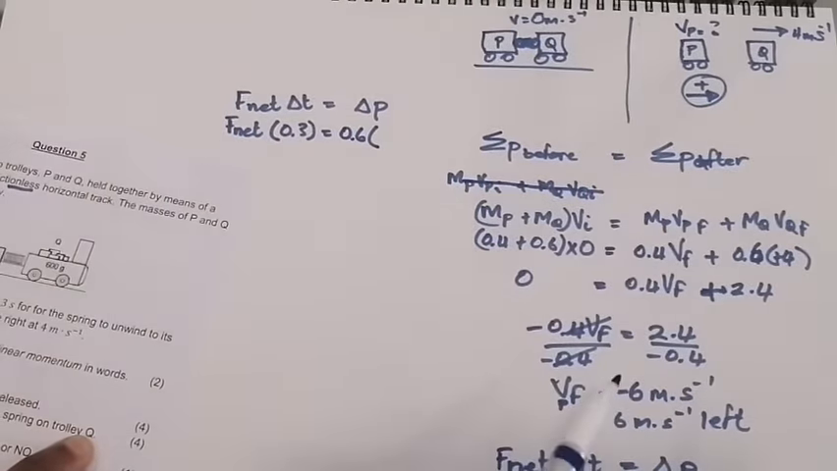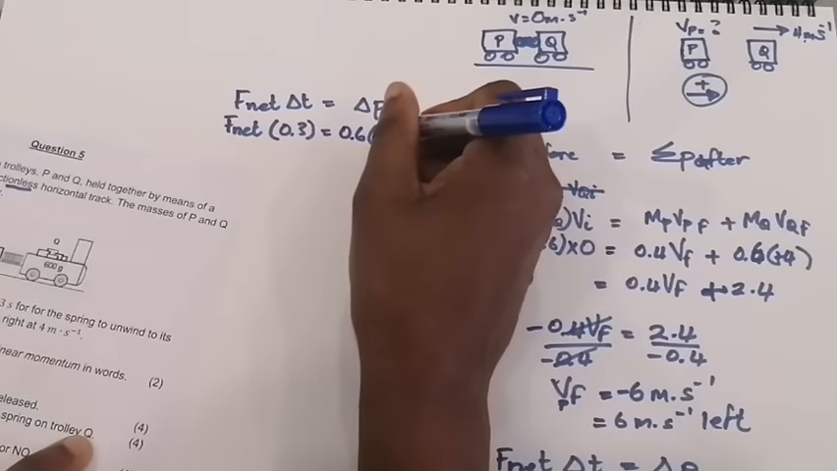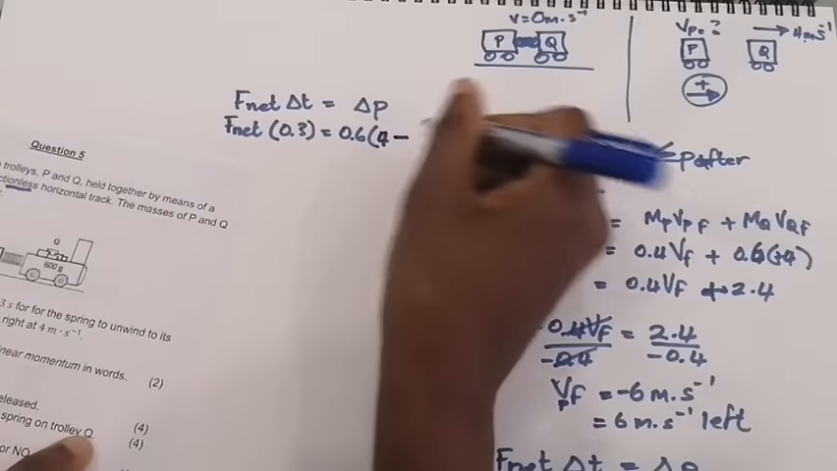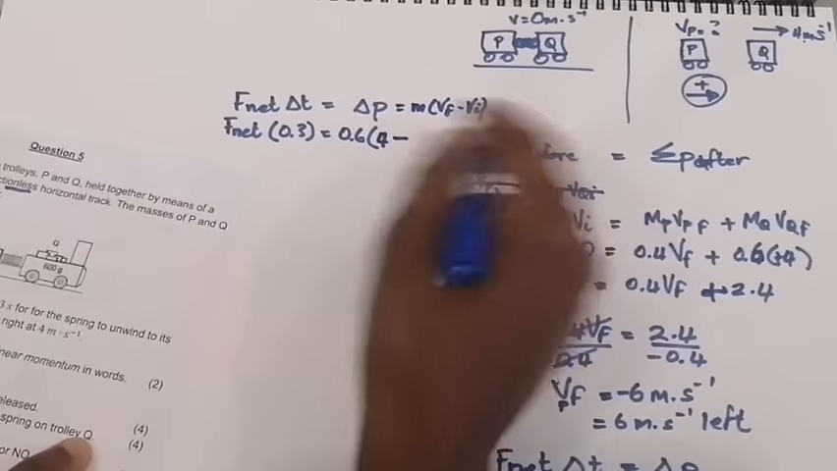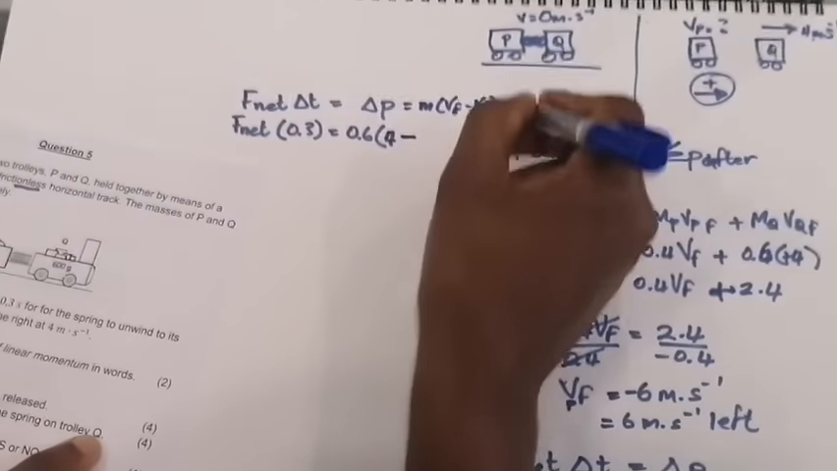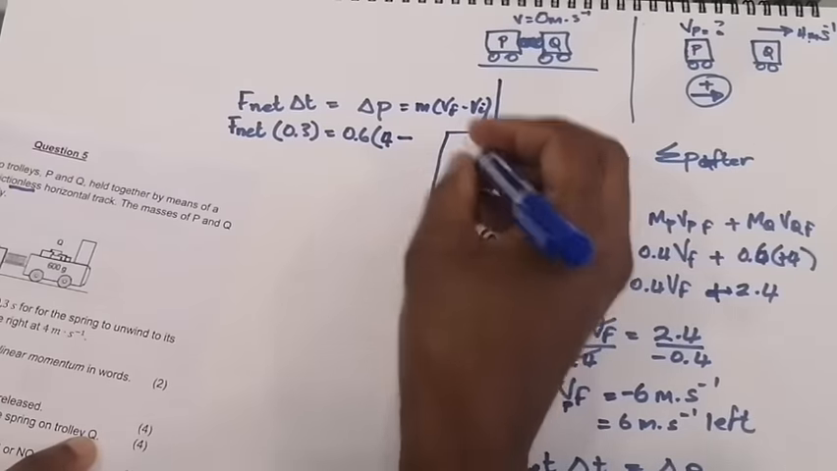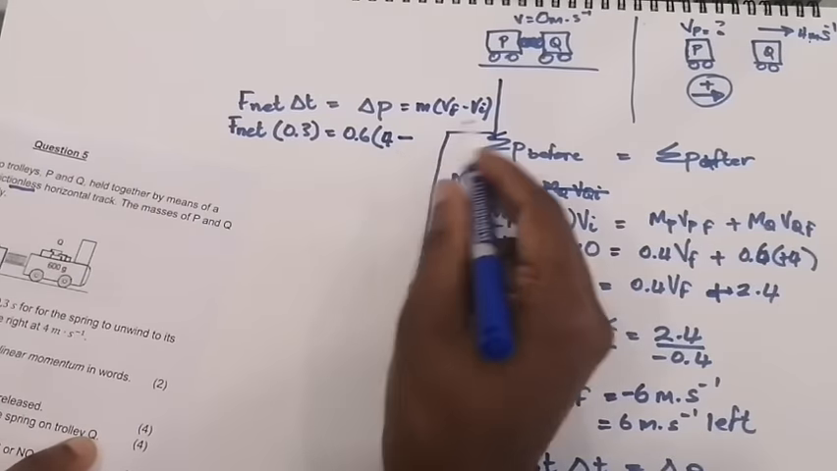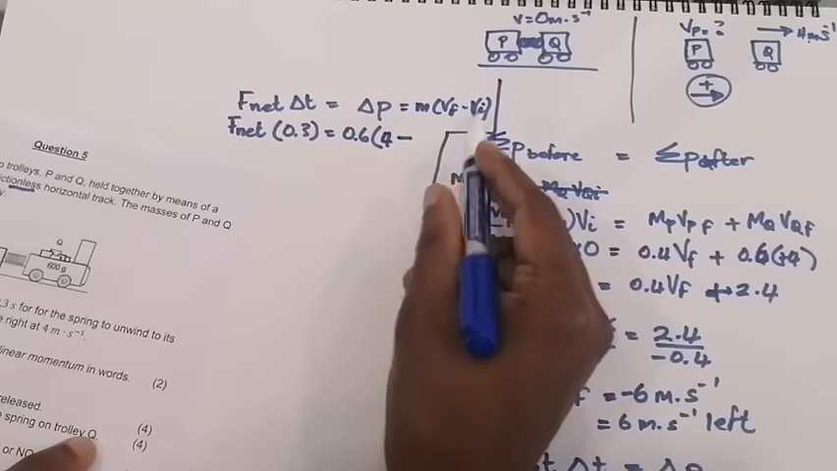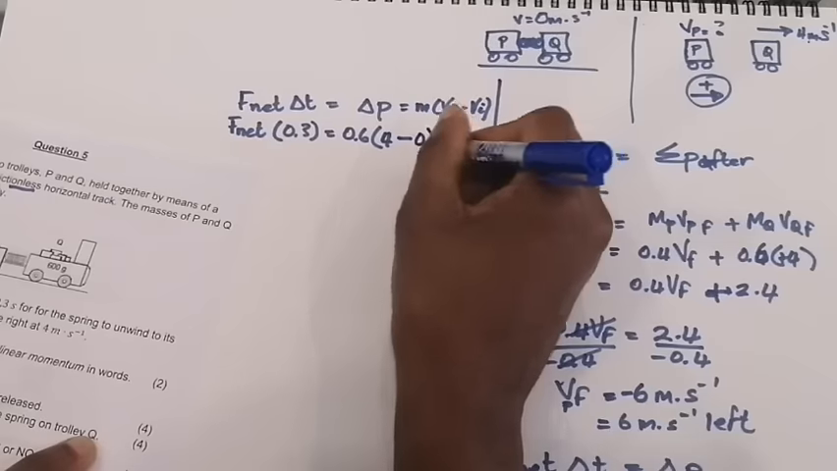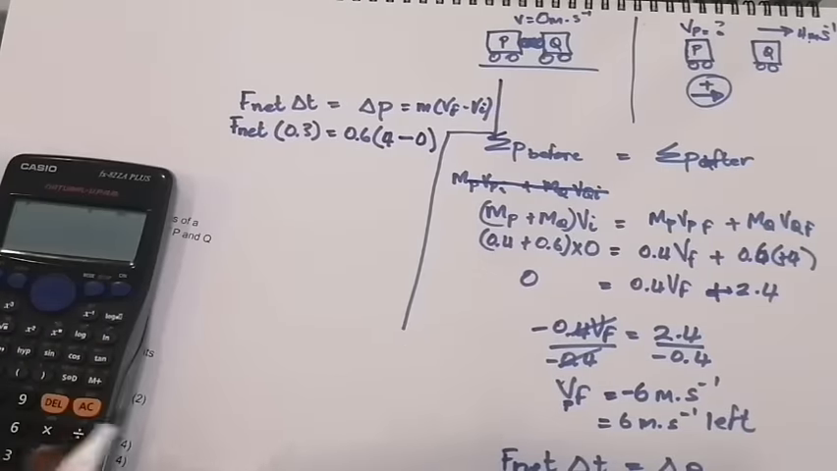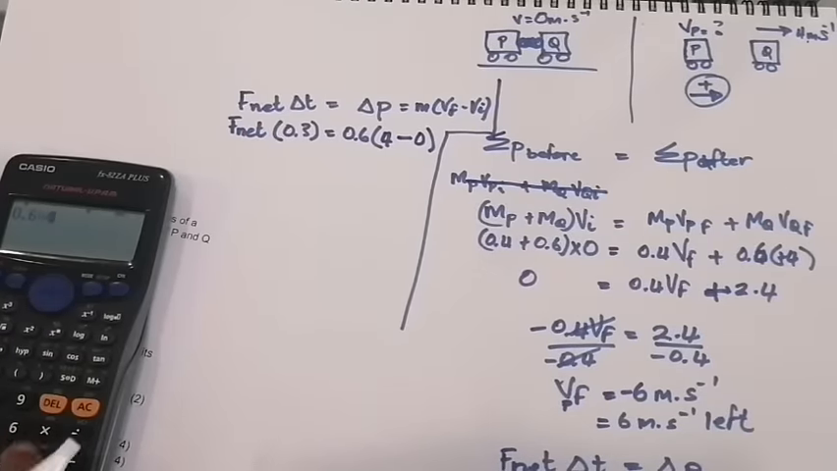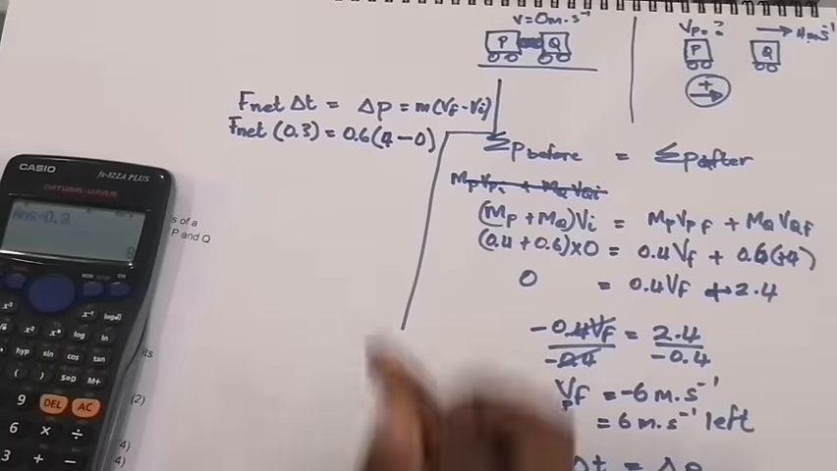After collision, Q was moving at 4 meters per second in the positive direction, minus, remember, this is m(VF minus VI). So that's 4. What's the initial velocity? We know initially it was stationary, so that's going to be 0. So all that we need to do is say 0.6 times 4, and then divide that by 0.3. That should give us 8.